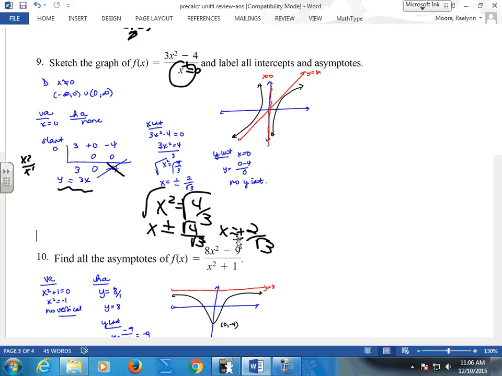Your y-intercept, if the x is 0, we're not going to have a y-intercept because clearly our asymptote was there on your y-axis. So it can't ever cross a vertical. It can cross a slant as well as a horizontal, but it can never cross a vertical because that's your denominator.